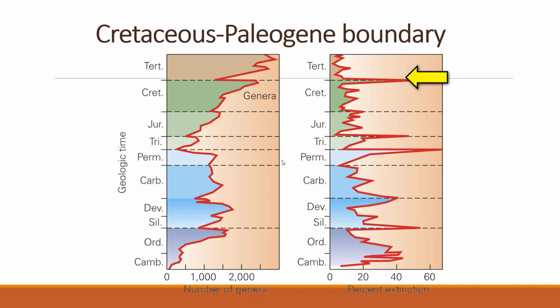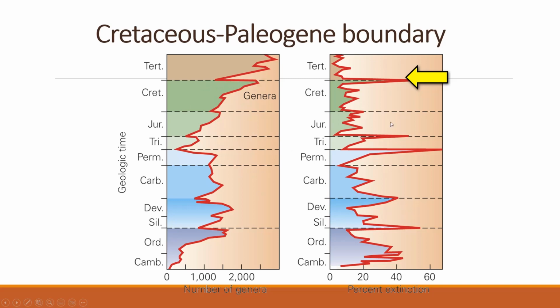We call this the Cretaceous-Paleogene, or the old term is the Cretaceous-Tertiary. So the KT, K is the abbreviation for Cretaceous, and T would have been Tertiary. That's what these charts are actually showing. Paleogene is the modern term, so it's also called the KPG. This one's showing percent extinction. We're seeing this massive percent extinction. This is the number of genera, and we're seeing this drop in the number of genera.